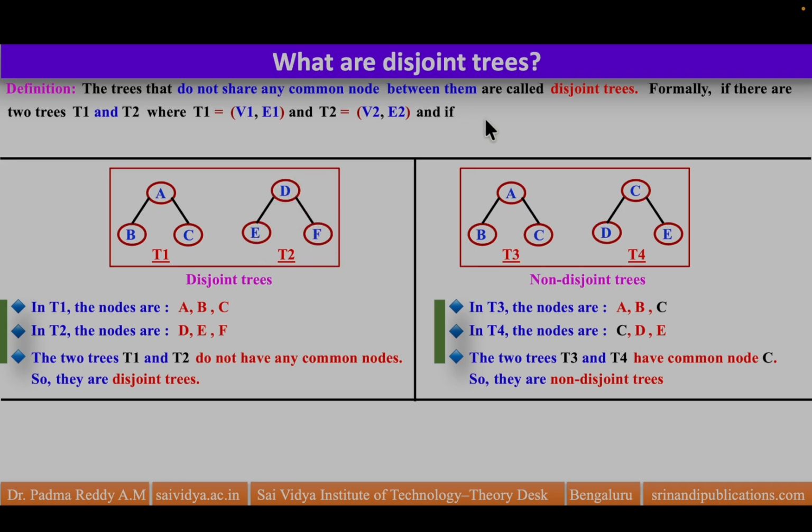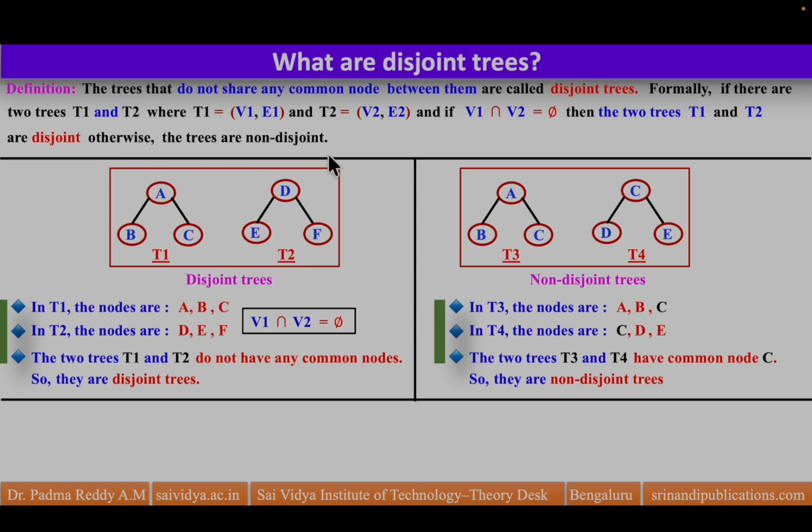And if V1 intersection V2 equal to the empty set, then the two trees T1 and T2 are disjoint. For example, what is V1 here? ABC. Intersection V2. What is V2? DEF. Are you having any common nodes here? No. In such case, V1 intersection V2 equal to the empty set. Whenever V1 intersection V2 equal to the empty set, the two trees T1 and T2 are called disjoint trees. Otherwise, the trees are non-disjoint.